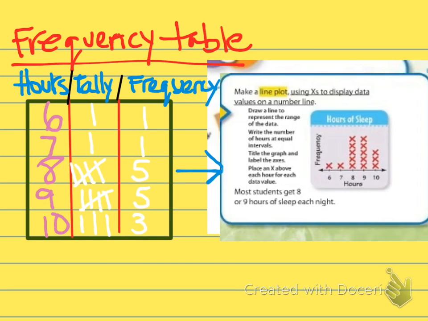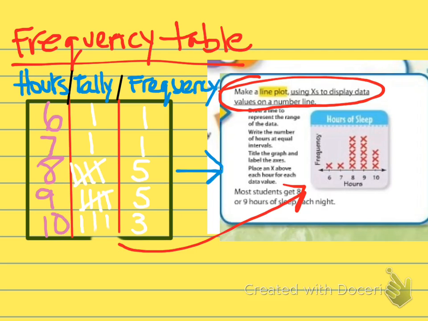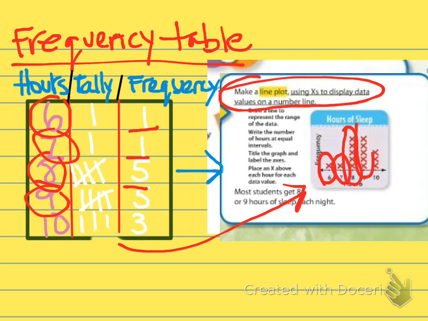Okay, from there you'll see that this table was created from the information in our frequency table. Then we created that line plot here. As you can see, here's a definition of a line plot, which means using x's to display data values on a number line. You see how for the 6, the tally mark was 1, so there was 1 x listed. On 7, same thing. And then 8, since 8 was listed 5 times, you see 5 x's. Same for 9. And for 10, well, 10 was 3 right there.